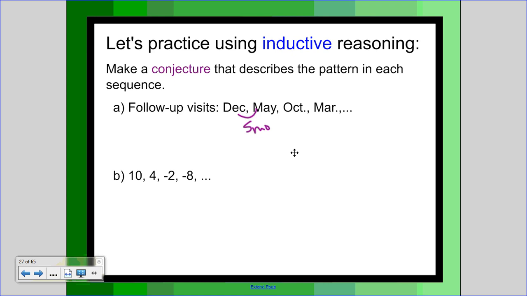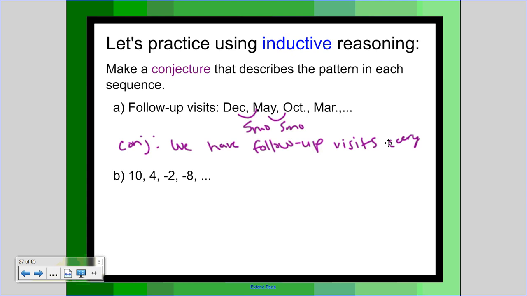From May to October, there's June, July, August, September, October. Again, 5 months. So a conjecture we could make would be something like, we will have follow-up visits every 5 months. My handwriting is going to be sloppy, and I do apologize. But again, it reads, we will have follow-up visits every 5 months.